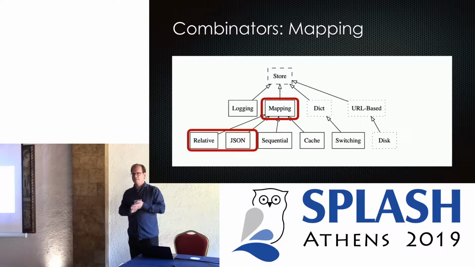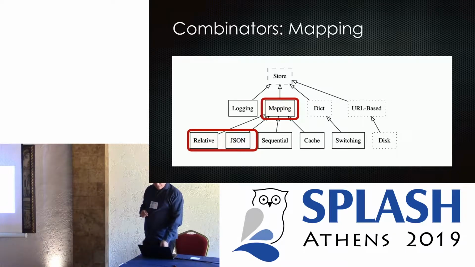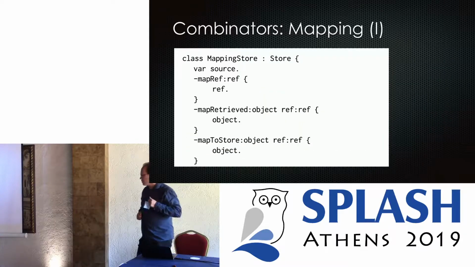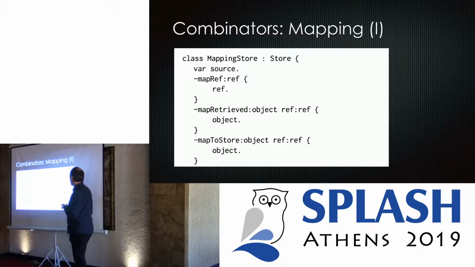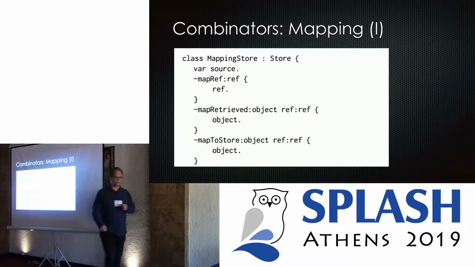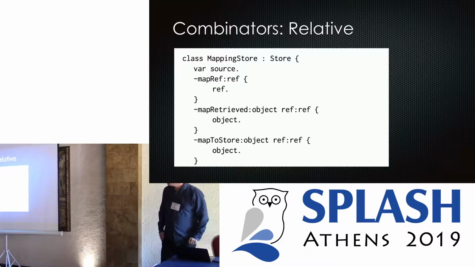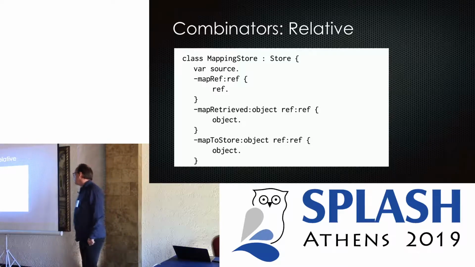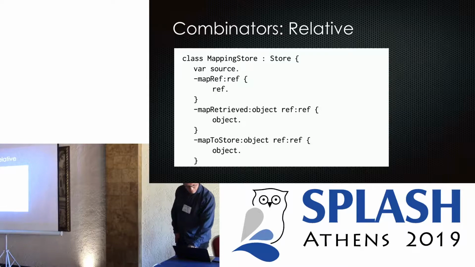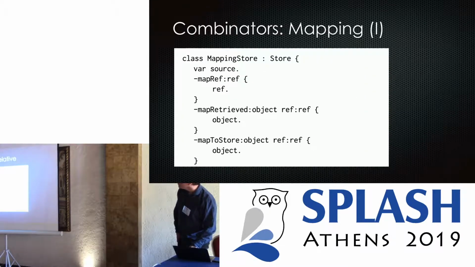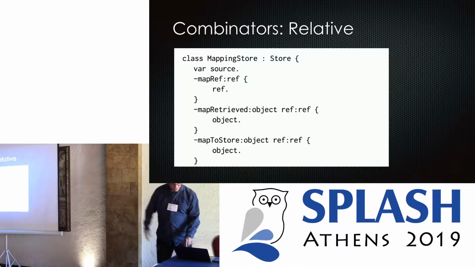Mapping, very simple. Things like, I want to transform from and to JSON. I want to serialize this stuff, typical in storage. Another one, you can transform the references, and I'm going to show that in a second. And the way that the mapping stores work, basically they introduce these additional methods. Map the references, map retrieved object, map objects that you're going to store. Again, very trivial. And then the methods from the protocol just delegate to those. It's simple enough.